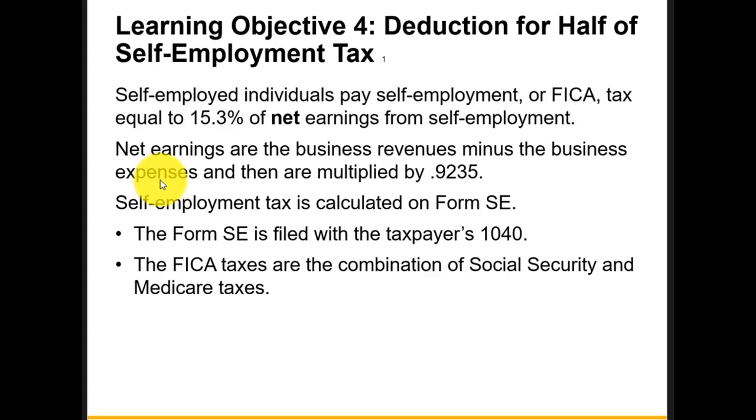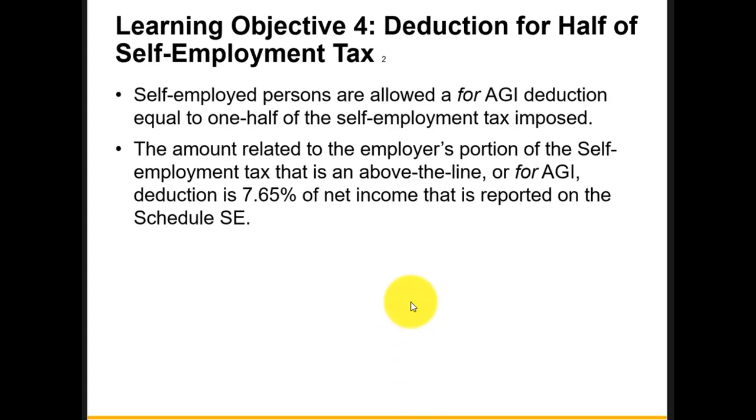We won't get into the differences, but FICA includes both Social Security and Medicare. For here, when we get to self-employment in more detail in Chapter 6, we'll break that down a little bit more into how much is Social Security and how much is Medicare. But for now, this is as much as we need to know, because what we're worried about is we get a deduction for half of that self-employment tax. Okay, it is an above the line or for AGI deduction, half or 7.65%.